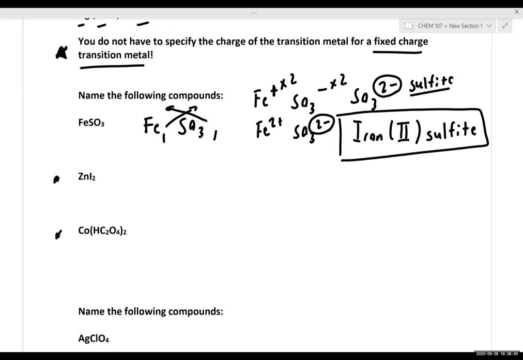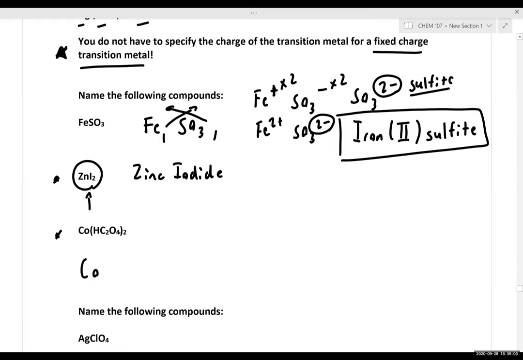Okay, so let's discuss. So first, we write the name of our cation, which is zinc. And then we write the name of our anion, which is iodine, which changes to iodide. Remember, zinc is a fixed charge transition metal, so we don't need the charge in parentheses.